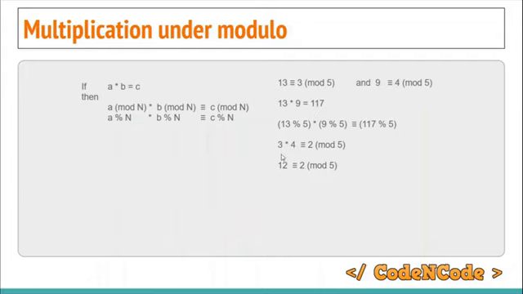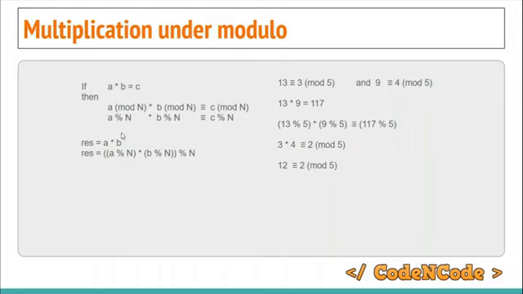So 13 mod 5 is 3 and 9 mod 5 is 4, and 117 mod 5 is 2. And 3 times 4 is 12, which is congruent to 2 mod 5. So we see, if there are three integers such that a times b equals c, here it is an equation because we are using the equal sign, and here it is a congruency because we are using the congruency sign. If you have an equation of the form a times b equals c, then it comes out to be a congruency of a mod n times b mod n is congruent to c mod n, which is true if we look at this example, but we have to prove it formally.